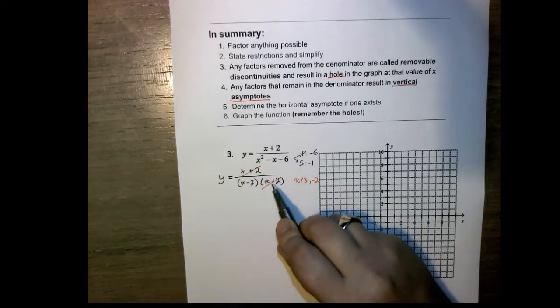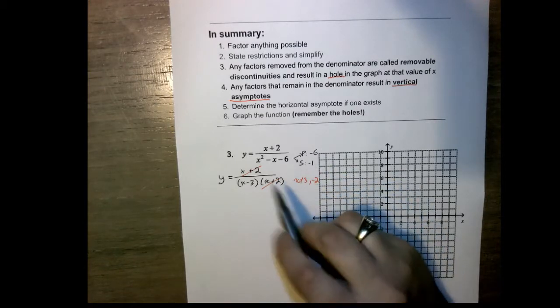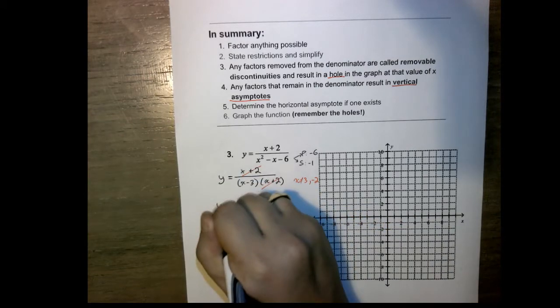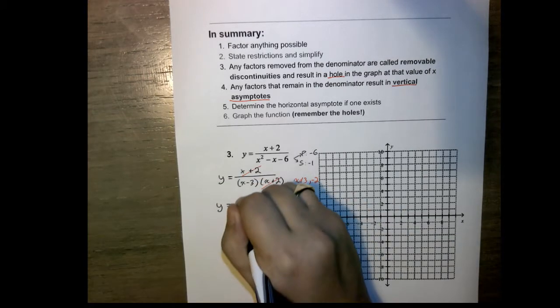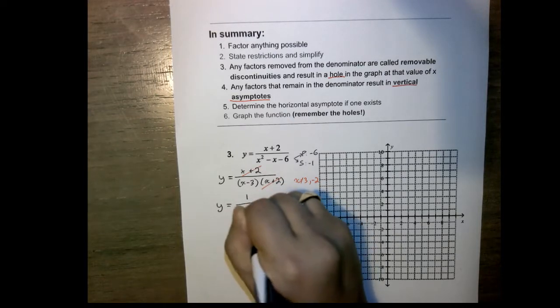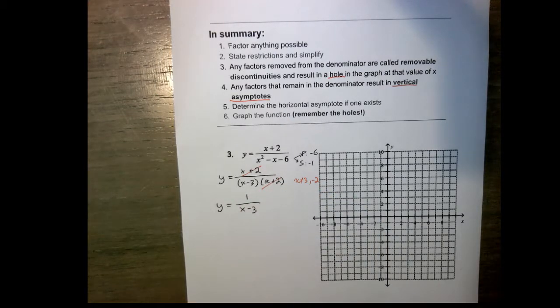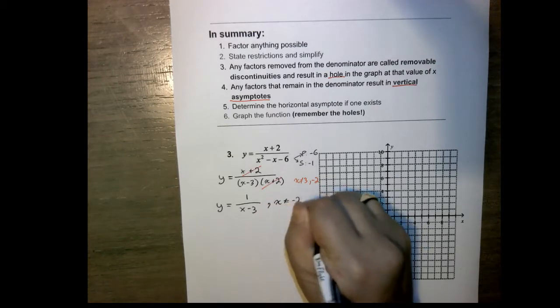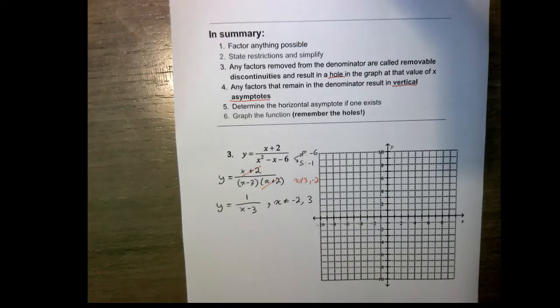Since my restriction from the x plus 2 is being canceled out, this one's going to be a hole, and this one's remaining, so it's going to be a vertical asymptote. So I'll say that again. We have y equals 1 over x minus 3 as my simplified expression, and x cannot equal negative 2 or 3. So that means I have a hole at negative 2, and I have a vertical asymptote here at x equals 3. So let's find what that hole is.